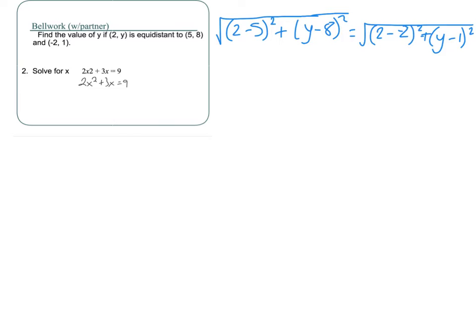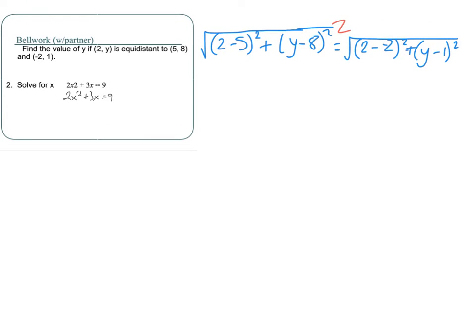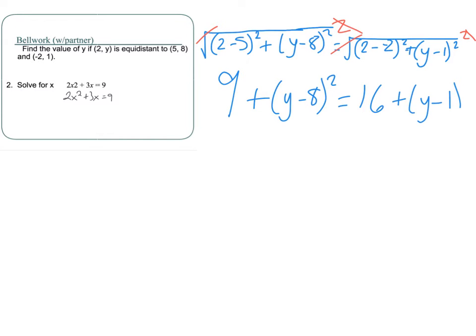Well, first off, I'm just going to get rid of these square roots by squaring both sides, right? That cancels out my square roots. At the same time, I'm going to do 2 minus 5 is negative 3, squared is 9, plus y minus 8 squared, is equal to, and then I'm going to have 2 plus 2 is 4, squared is 16, plus y minus 1 squared.